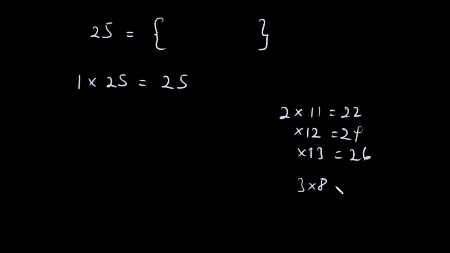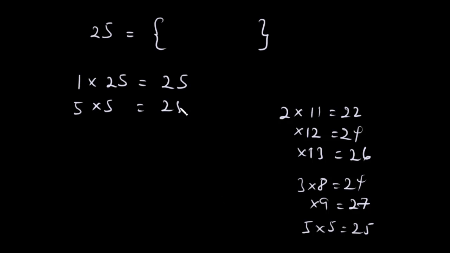3 times 8 is equal to 24. And then 3 times 9 is equal to 27. So 3 times no number can give you 25. Same applies to 4. However, 5 times 5 is equal to 25. So 5 is a factor of 25. Now the complete set of factors for 25 is 1, 5, and then 25.